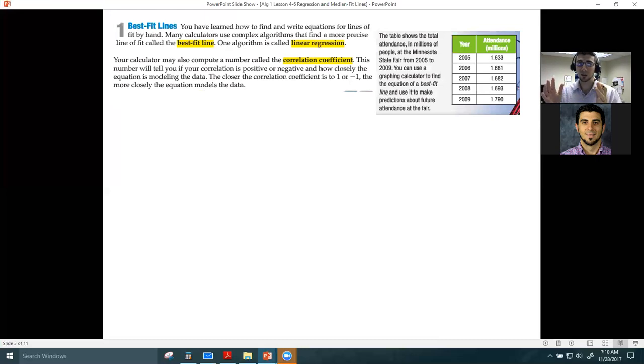If it's negative, that means the correlation is a negative correlation. If it's positive, that means the correlation is positive. The closer those numbers are to 1, there'll probably be a decimal between -1 and 1. The closer they are to 1, the more accurately the best fit line models the data.